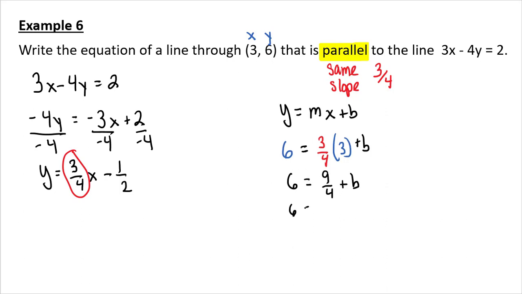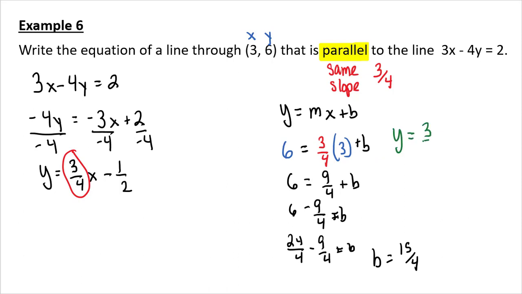So I have 6 minus 9/4 equals b. So 6 in terms of fourths is 24 over 4. I multiplied by 4 on the top and bottom. That should be an equals b. I don't know why I wrote a plus there. So b in this case equals 15 over 4. So again, the last thing you want to do is write your equation. y equals m, which is 3/4, x plus b, which is 15 over 4.